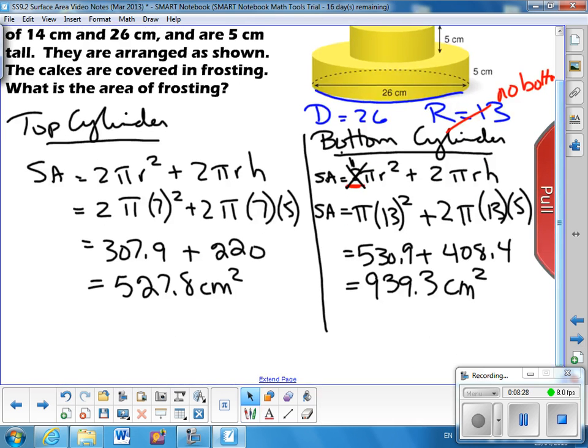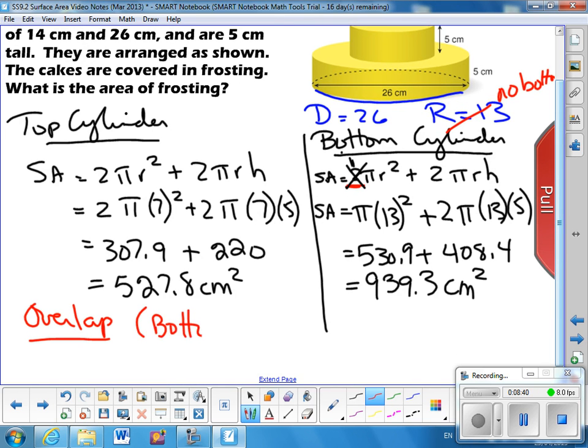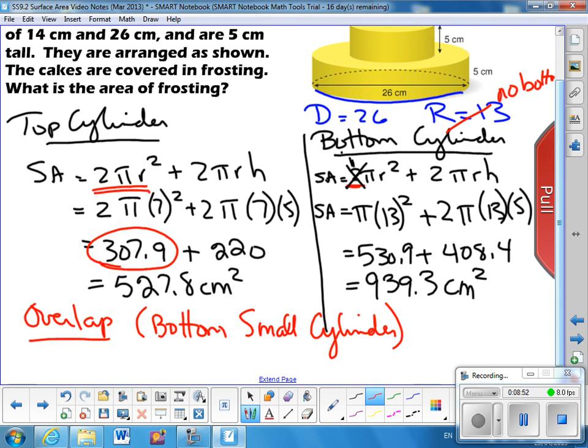Now let's do the overlap. It's nice if you have your calculations labeled, because the overlap is actually the bottom of the small cylinder. And the bottom of the small cylinder is a circle, and we've actually calculated it right here. 2 circles, because there's always 2 overlaps, and so this is actually equal to 307.9 centimeters squared.